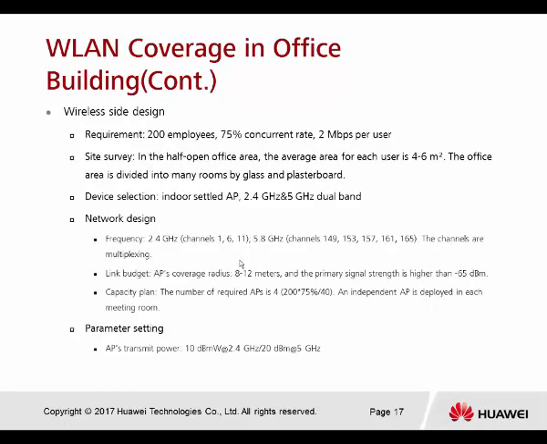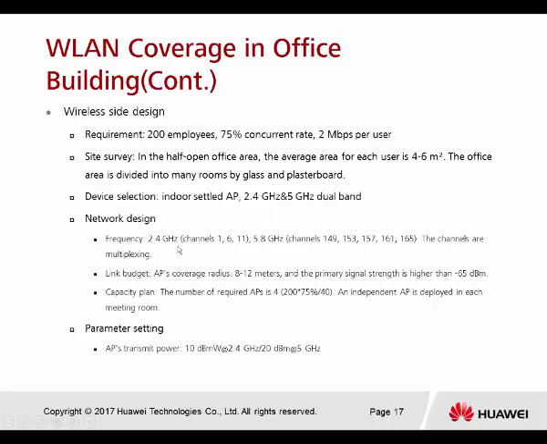The site design requirement. Okay, right now giving the example, they have 200 employees. Then always have 25% concurrent rate. So that means it's not 100% of the employees will go online. It's always 75. Each user is required 2 megabits per user. Site survey: in the half open office area, the average area of each user is 4 to 6. And the office area is divided into many rooms by glass and a brass board. Device selection: so we can use the indoor settled AP with the dual band.